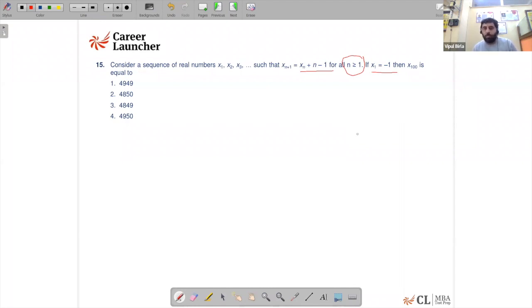So we always have to make a pattern so that we'll be able to understand that pattern and extrapolate it till the value which is required. So the question says x of n plus 1 is equal to x of n plus n minus 1, right? So just plug in n. This is for n greater than or equal to 1, and they've also given that x of 1 is equal to minus 1.